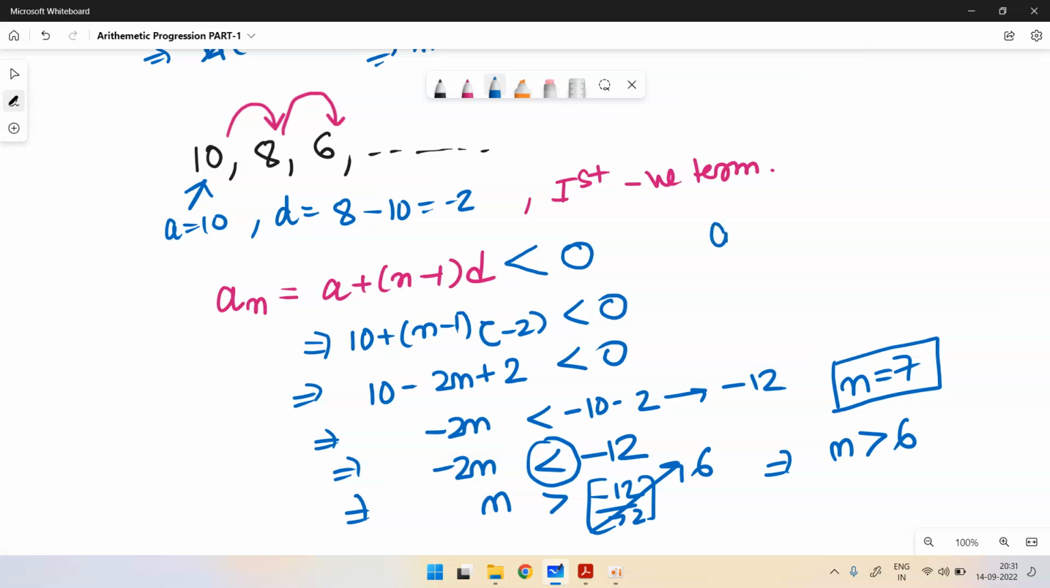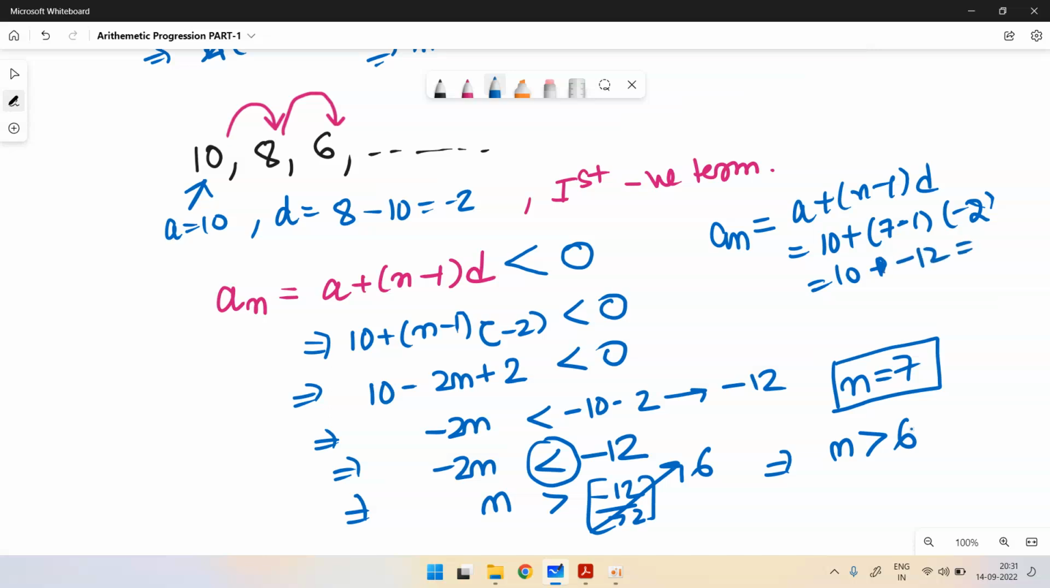So the value of a_n for n equal to 7 is given by a plus (n minus 1) d, where the value of a is 10. This is 7 minus 1, and d is minus 2. So 10 plus 7 minus 1, which is 6, into minus 2, which is minus 12. So 10 minus 12 is minus 2.